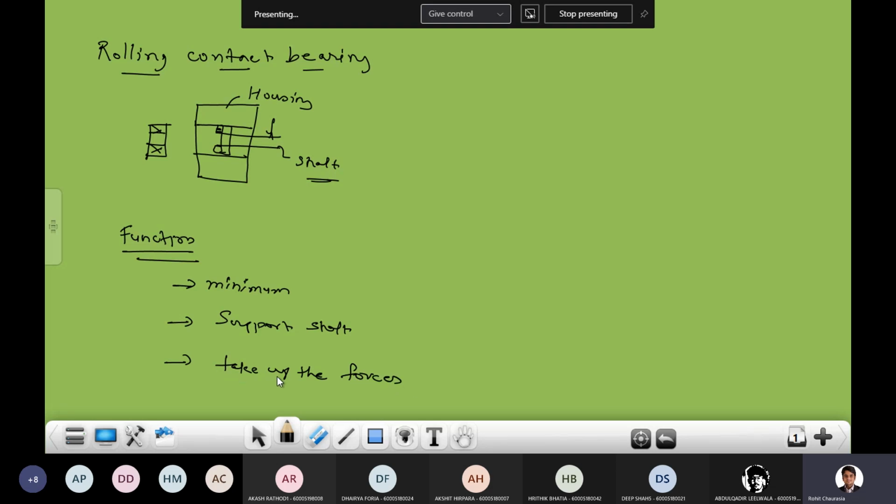When we talk about taking up the forces, what does it mean? If I take one shaft and this shaft is supported on both sides with a bearing, here a bearing is fitted and here also a bearing is fitted. So when load acts on the shaft, suppose this load is W, then this load is distributed on these bearings, and each will be W by 2 and W by 2.